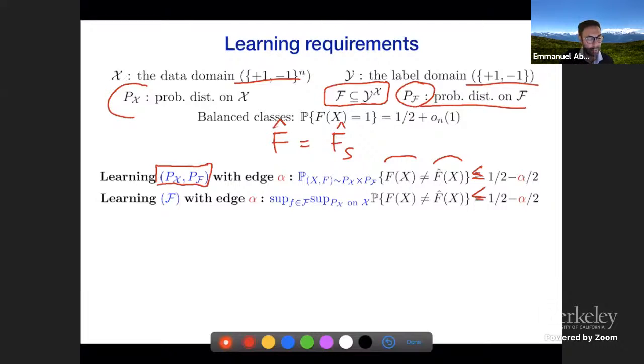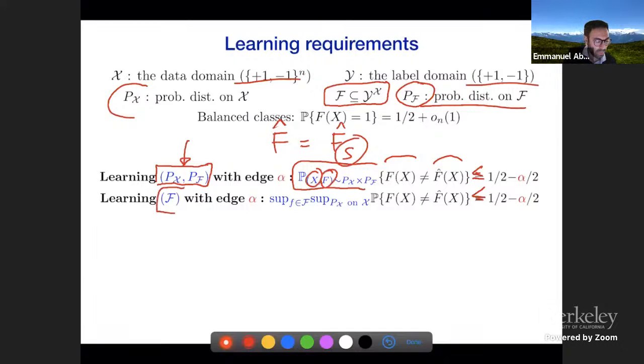And this is the learning for a pair of distributions, because I'm taking my probability over the samples that you use for training, but also averaging over the x that is the new fresh sample, and also averaging over the function f drawn from my class. So that's a typical learning version, essentially the average case learning version. And of course, let me first define the other one.